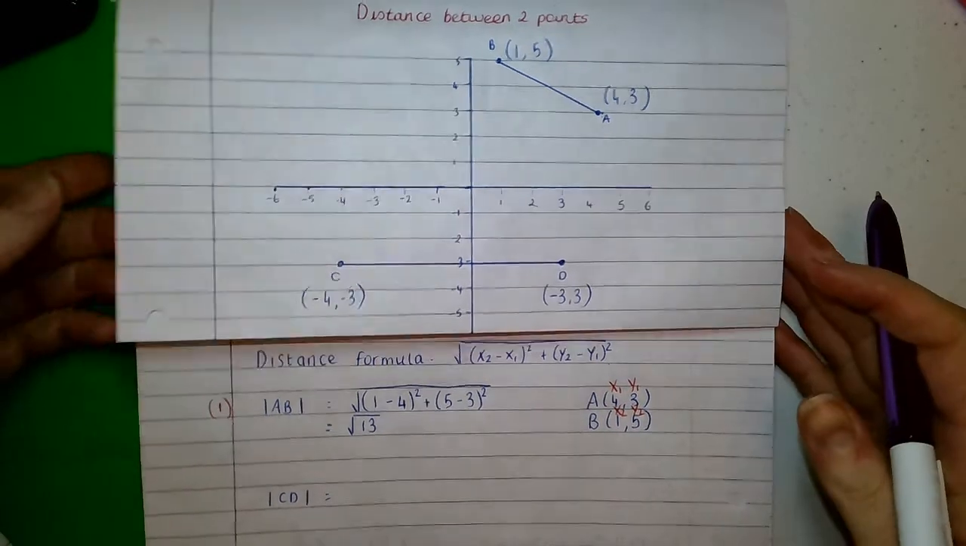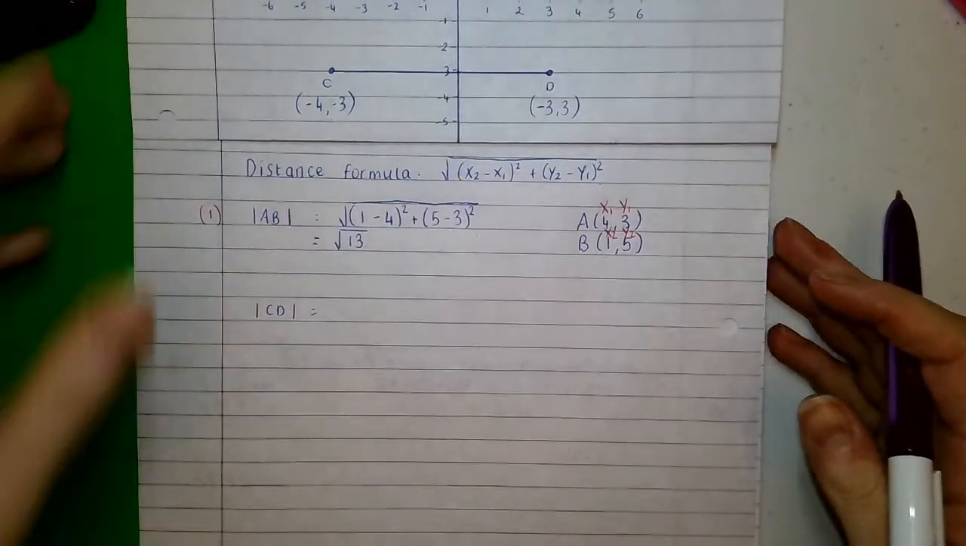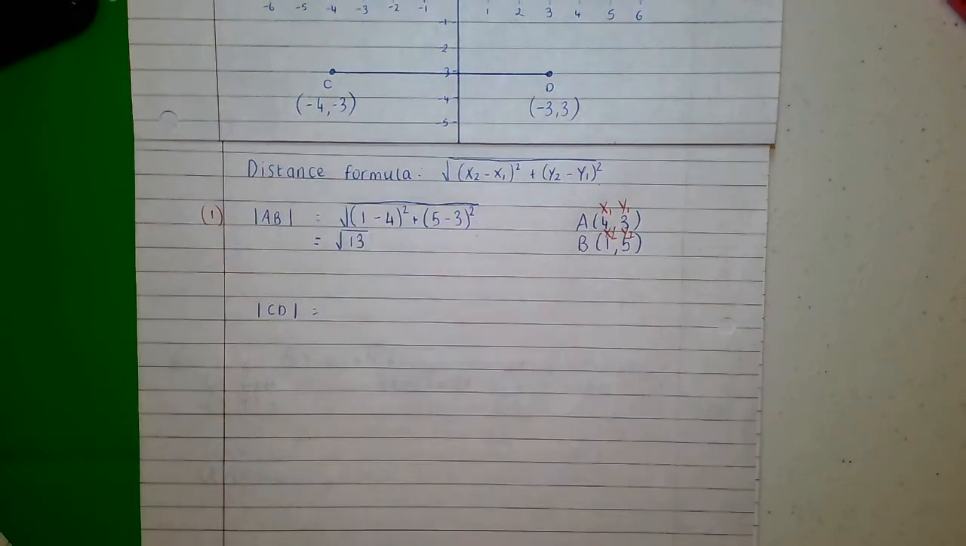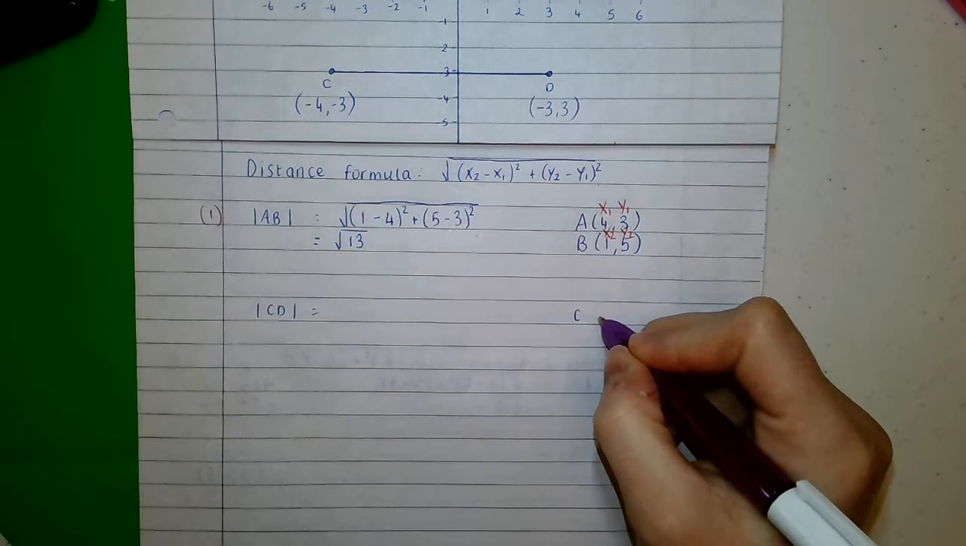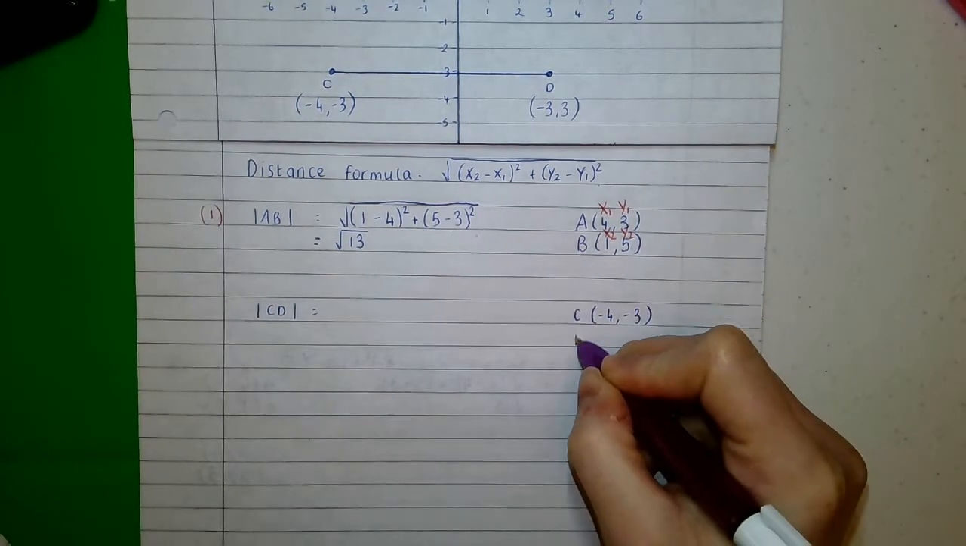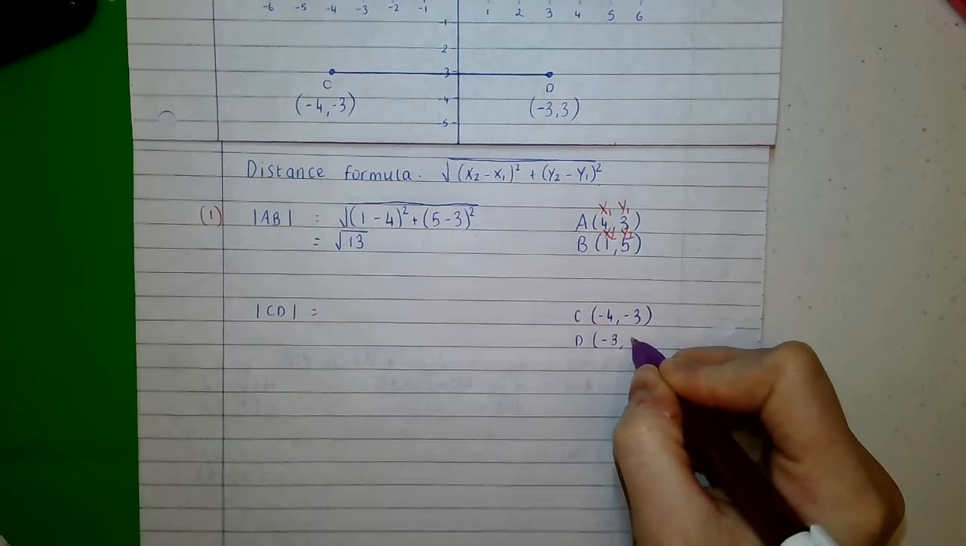The second part of the question then asks us to find the distance between C and D. This one's a little bit more difficult because there's minus numbers in the coordinates. The most important point here is that if there is a minus, always put the minus into a bracket when you're putting it into the formula. So we're going to start off by writing down our points. C is minus 4, minus 3 and D is minus 3, 3.